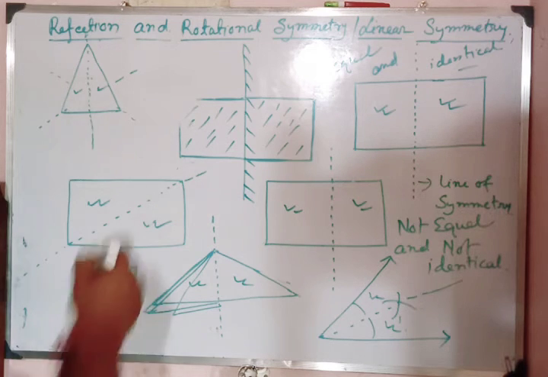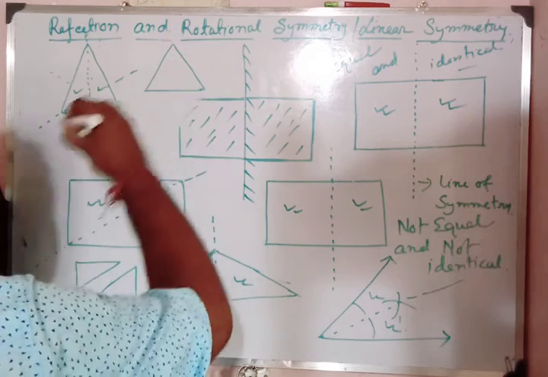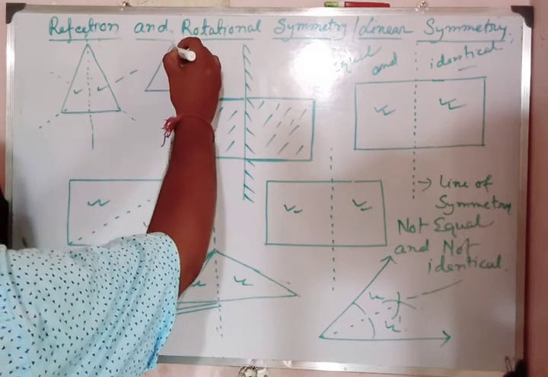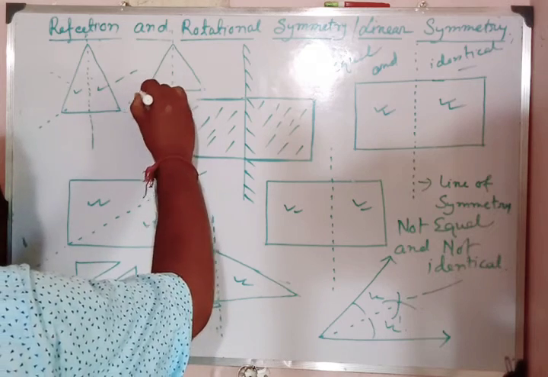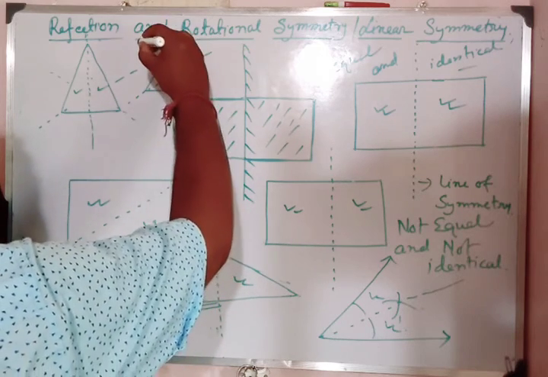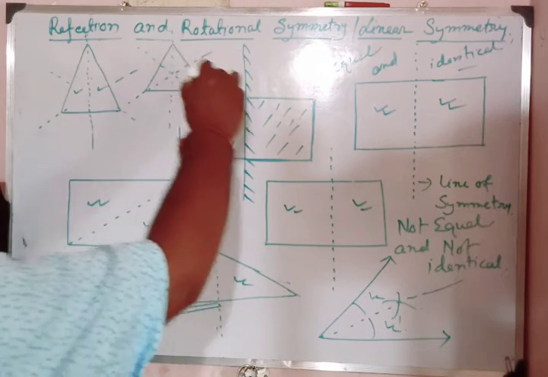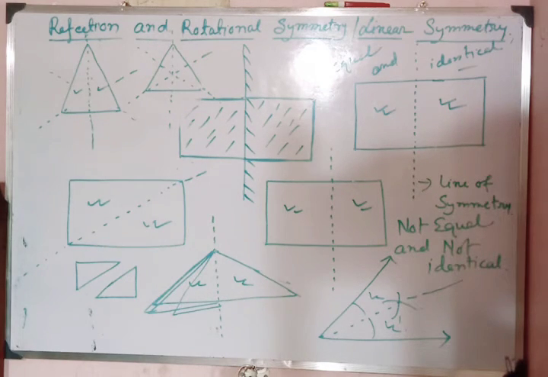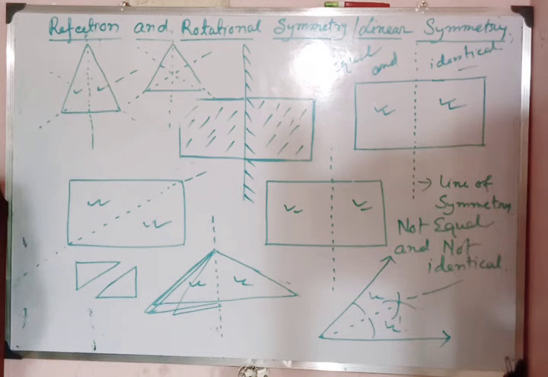Similarly, if we take an equilateral triangle, we can see that for any of the three cases, it divides the triangle into two equal and identical halves. So an equilateral triangle has three lines of symmetry. Understood?